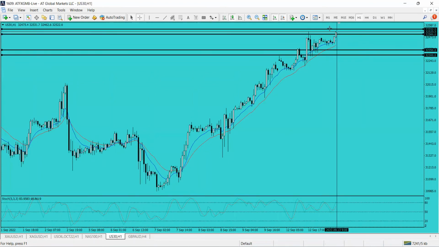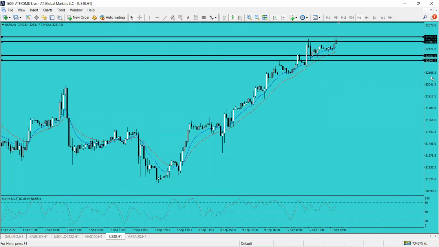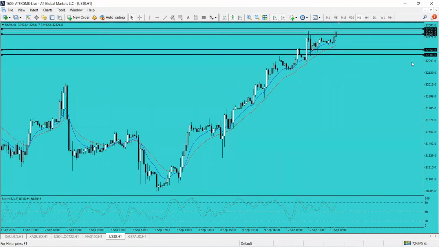But I would not recommend you to enter since it's currently validated, so it might retrace from here. I would suggest you wait for the retracements. If it's near 32,500, and then if it's traded above once again, then we can re-enter, because 32,550 is one of the key resistances for Dow Jones if we base on the hourly chart.